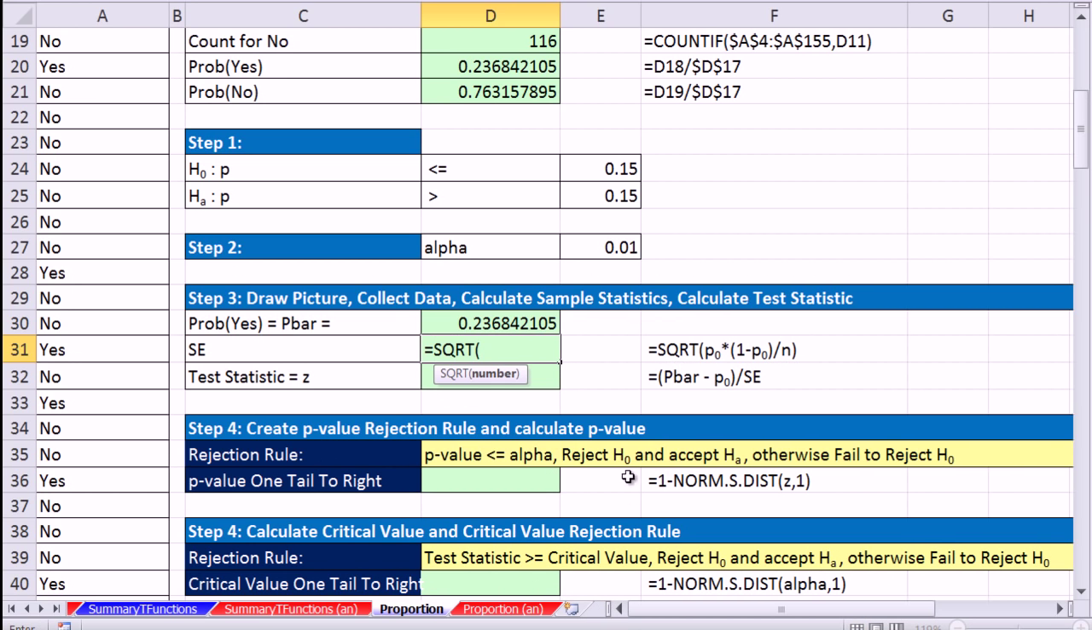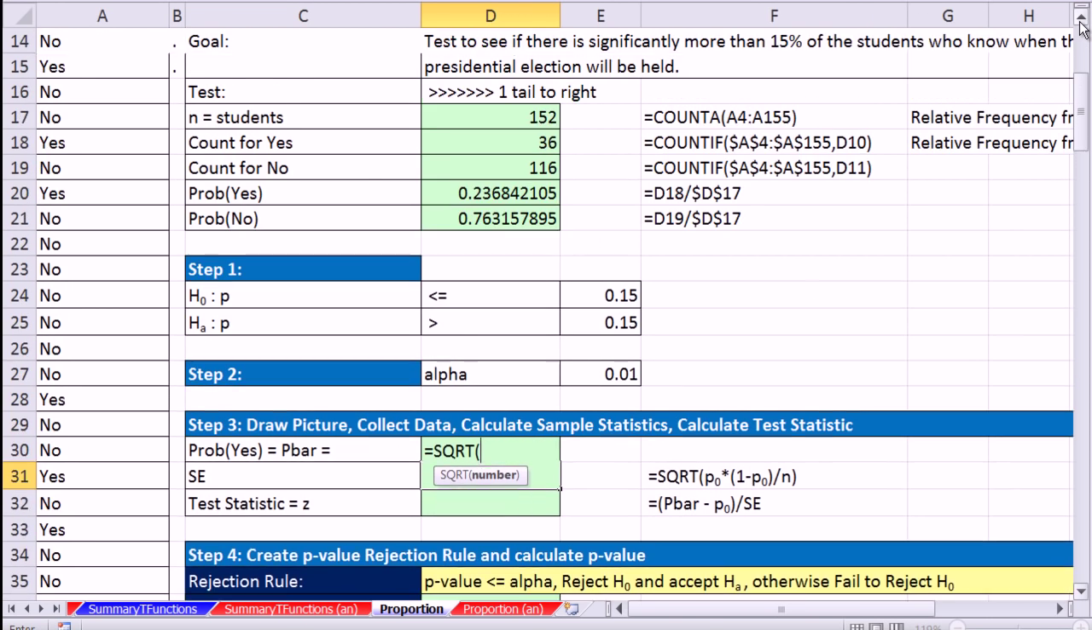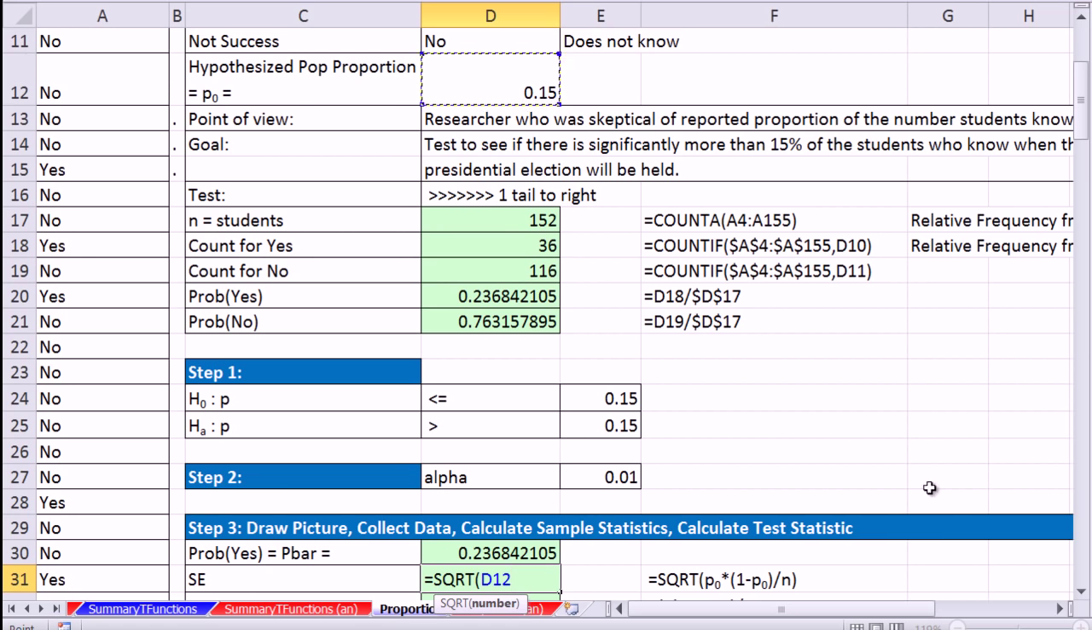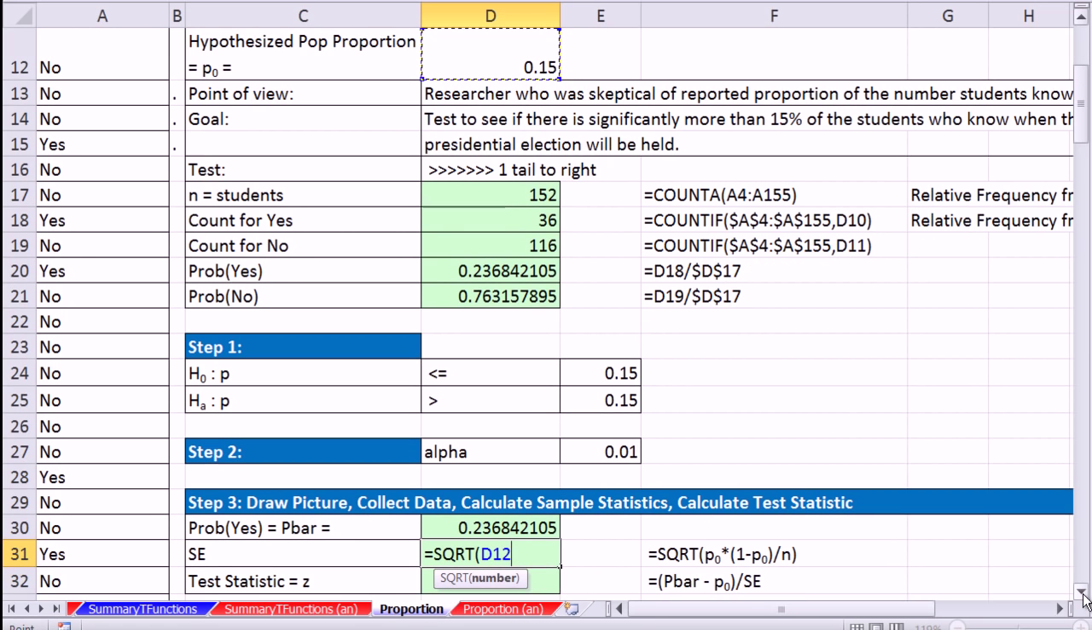Square root, and we're going to take our, actually I want to go up and get it from our source, our place right here. So it's P times 1 minus P, and then divide by n. And the order of operations will work fine there. They're all left to right, so close parentheses. And our standard error is going to be 0.0289.